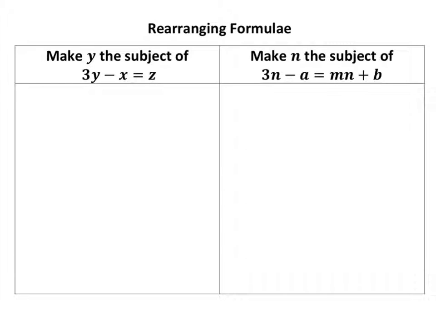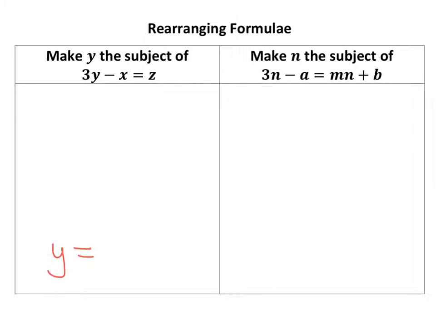Right, we're looking at rearranging formulae here. Now, when you rearrange formulae, you're going to make a certain letter the subject. In the first case, it's Y, which means we want to be left with Y equals and then everything else on the other side. So at the moment, I've got 3Y, I only want 1Y. I've got a minus X with it, and I've got all that equal to Z.